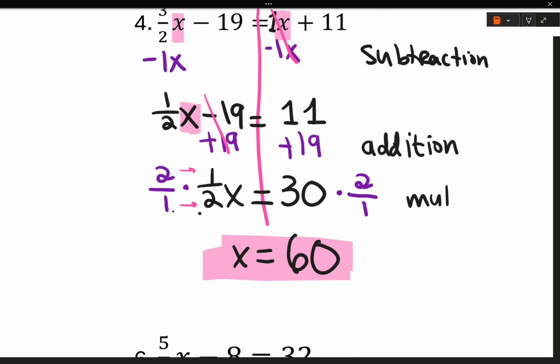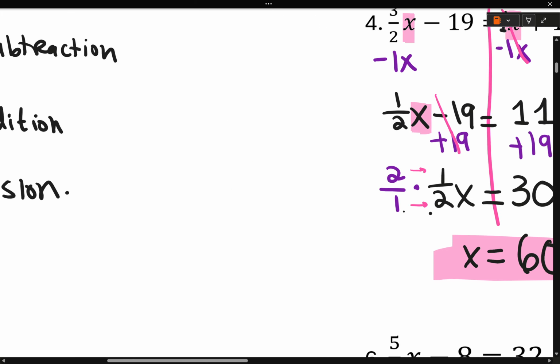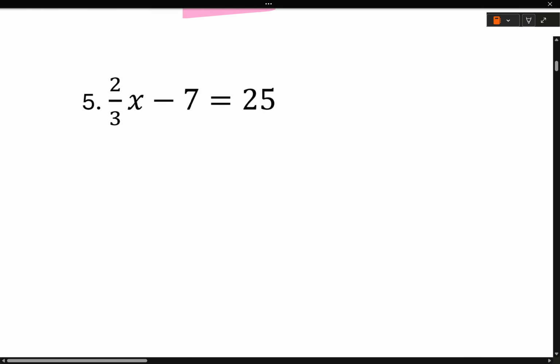So this is a form of multiplying by the reciprocal. All right, well, let's keep going. We might see some more fractions. Oh, we sure do. Here is another fraction.